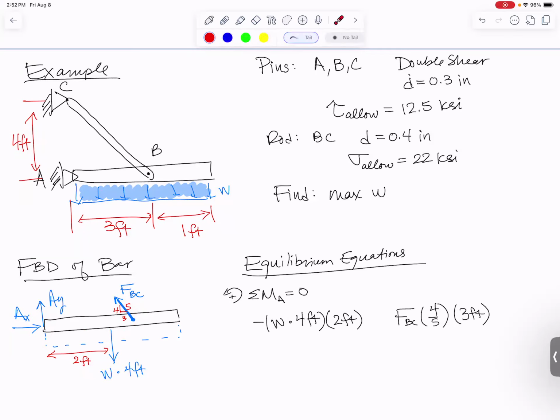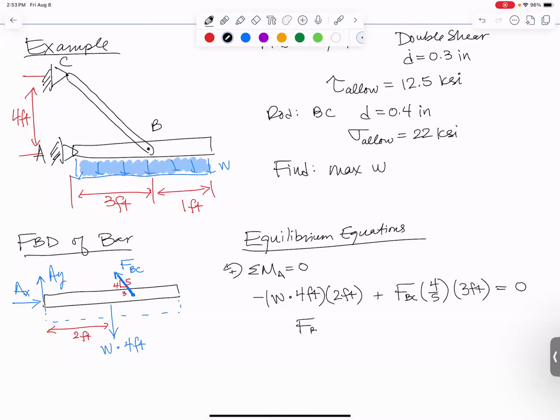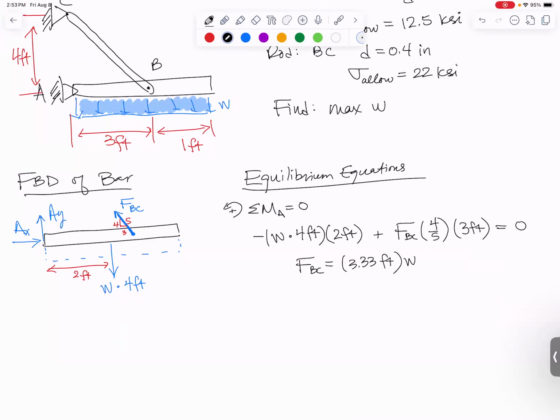And that one is, since I'm going to the right and then upward, going to cause a counterclockwise moment, which I'll call positive. Set it equal to 0, and I get FBC is equal to 3.33 feet times W. And the reason the feet are there is because of the units mismatch. F is going to be in pounds, but W is in pounds per foot. Now that I have that, I can sum forces in the X and Y direction.